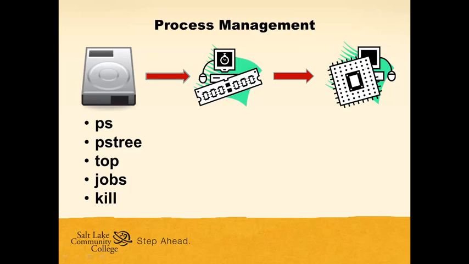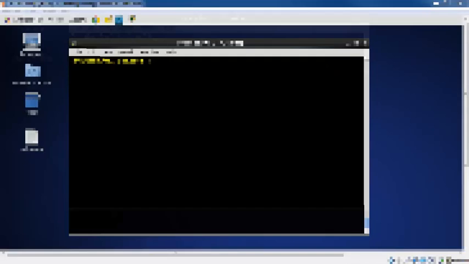And if you've ever used Task Manager in a Windows environment, then this is exactly the same thing. We'll be looking at ps, pstree, and top, the main tools for actually observing what's going on in the system as far as processes go. And then we'll be looking at jobs, and I'll explain the difference between a job and a process. And then finally we'll look at the kill command, which allows us to stop or restart processes if necessary. Let's go and take a look.